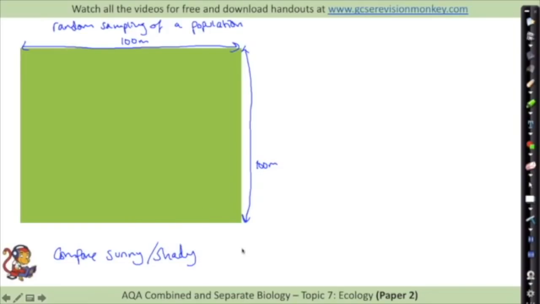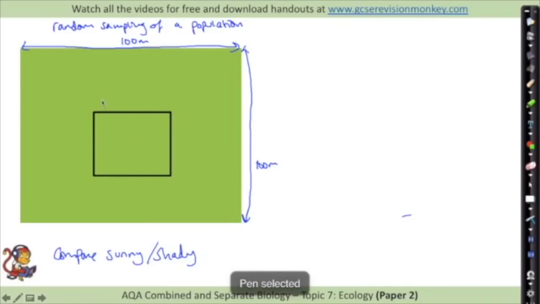There's lots of things that you could look at, but the main thing is that you can't sample the whole field. It would be too time consuming and nigh on impossible to go and calculate the number of daisies in that field. What we can do is subsample a much smaller area of the field. It's not to scale, but for example, we could have an area that was 10 metres by 10 metres. And what you do is you divide that grid up again with string.